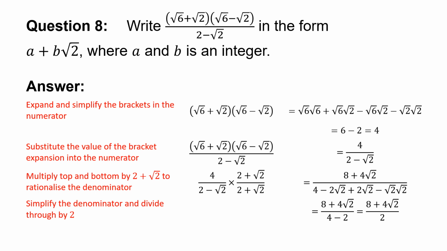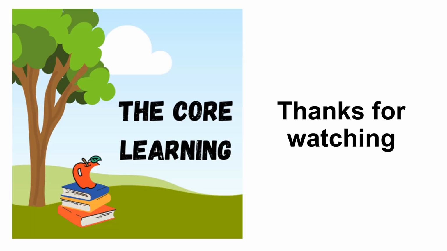Simplifying this gives us 8 plus 4 root 2 over 4 minus 2. And this simplified is 8 plus 4 root 2 over 2. And then our final answer, when we divide through by 2, we get 4 plus 2 root 2.